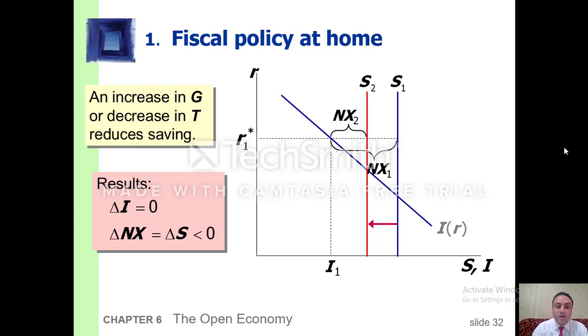And the change in NX, or net exports, as you can see, it changed from NX1 to NX2, will also equal the change in the savings, the difference between S1 and S2, which is less than 0. Less than 0 doesn't mean that the saving or the net export will be less than 0. No, the change in the net exports and the change in savings will be less than 0, which means that it will be negative, or by minus. It will reduce or be less.